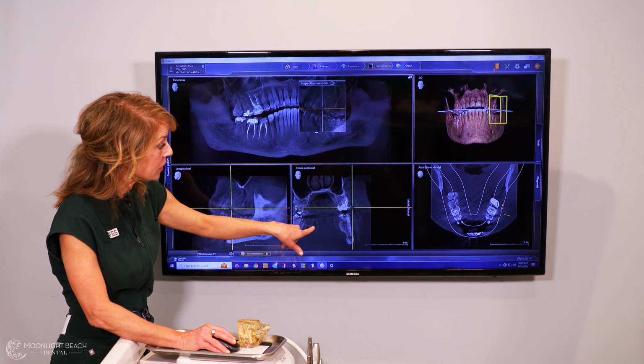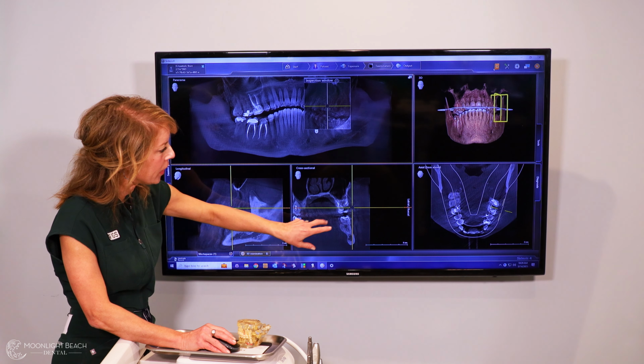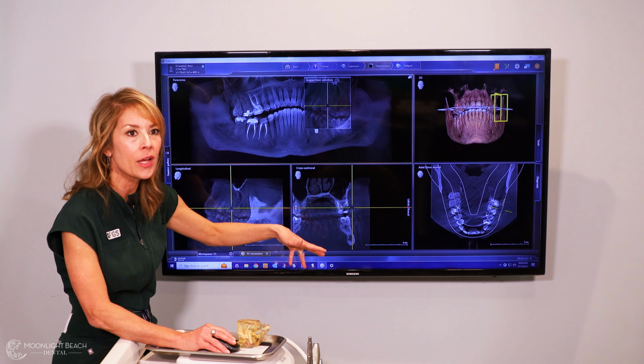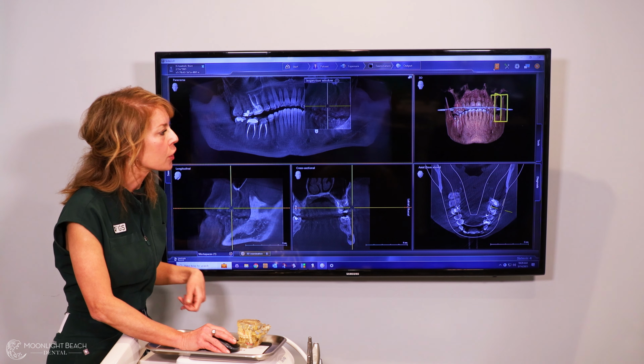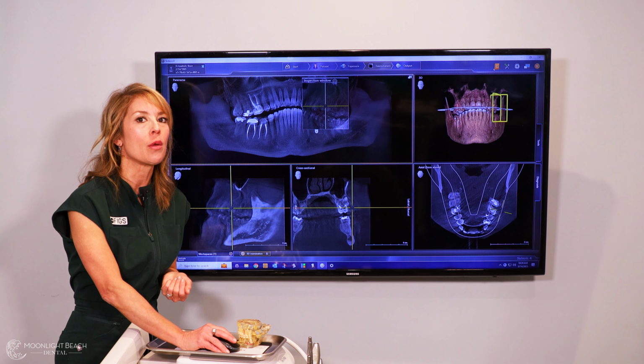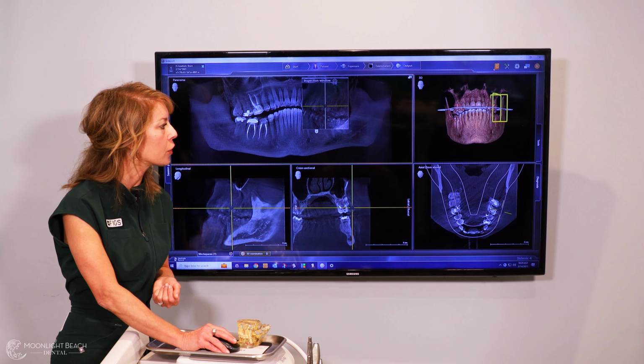I can also see the difficulty it'll be when we go to remove it because these roots are broad and flared, and this patient has really strong jaw bones. So it also helps give me a strategy with how we're going to surgically remove this tooth.